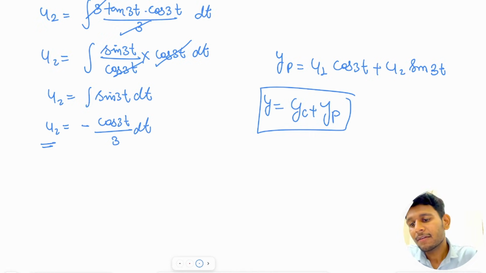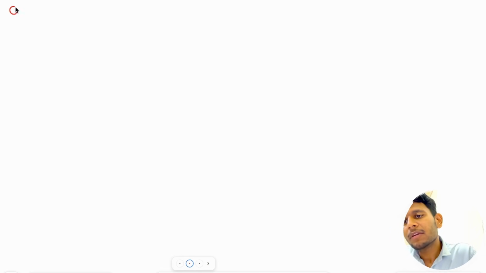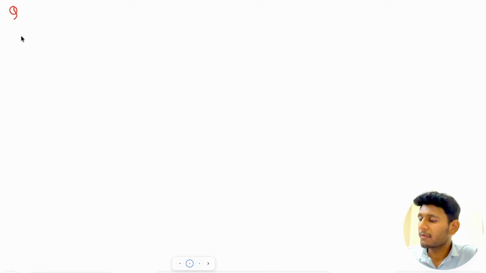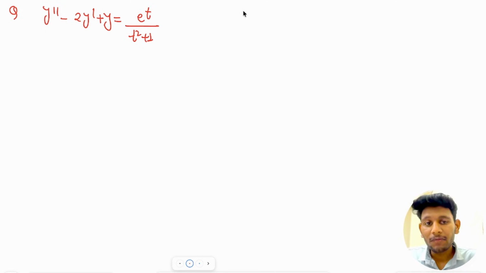Now let us take one more question. When you have a question like this, let's say y double dash minus 2y dash plus y is equal to e to the power t upon t square plus 1, you can't solve this using the method of undetermined coefficients.